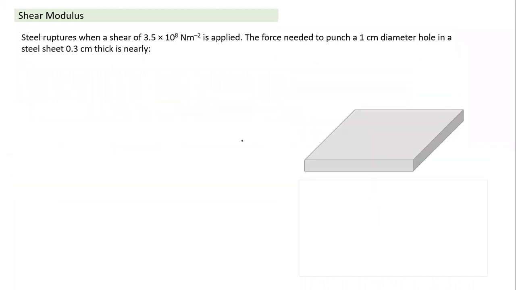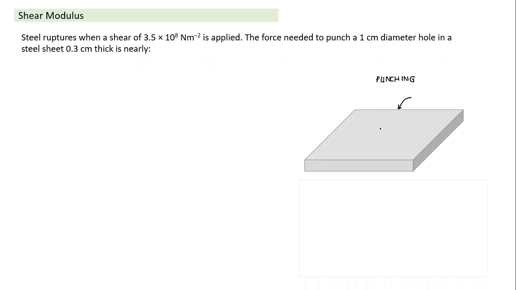Okay, and this is another question. Steel ruptures when a shear of this force is applied. The question is here, you just have a sheet of metal. And it could be any other material, it could be a piece of wood also. Shear stress is given. Some of you would have noticed someone using a punch. It is something like a punching machine. We use a punching machine for making holes in a piece of paper.